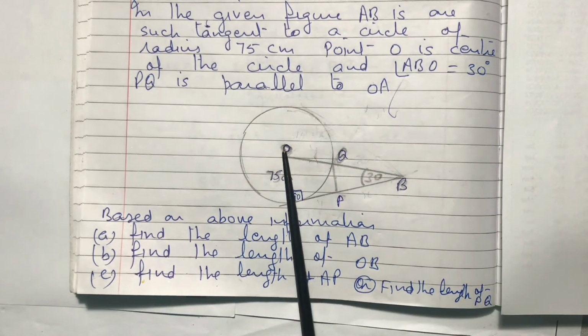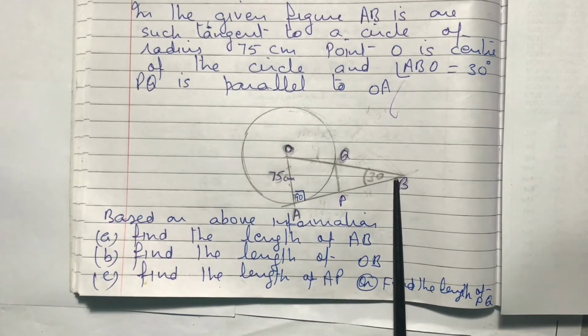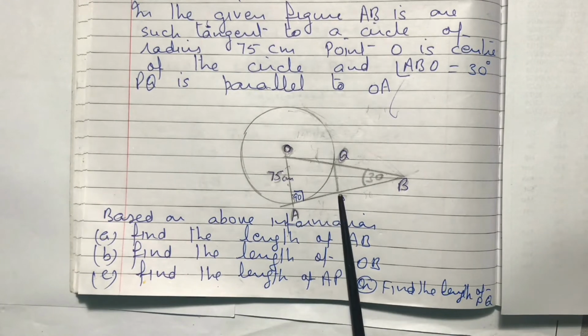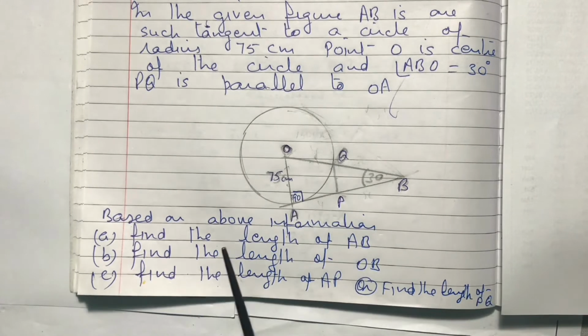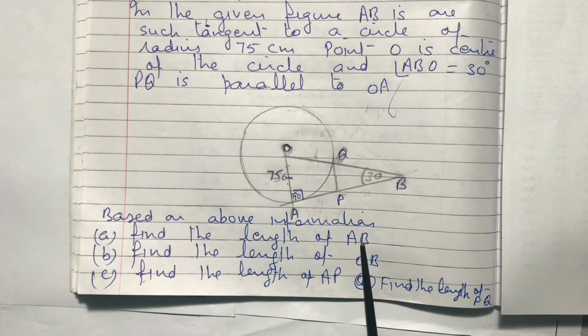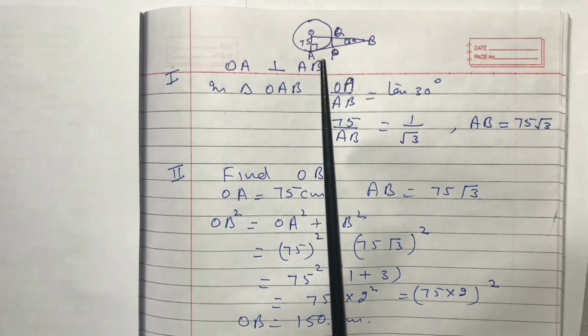Find the length of OB. You have to find the length of this OB. And find the length of AP, or find the length of PQ. These are the 4 questions you have to answer. I have made the small figure here.